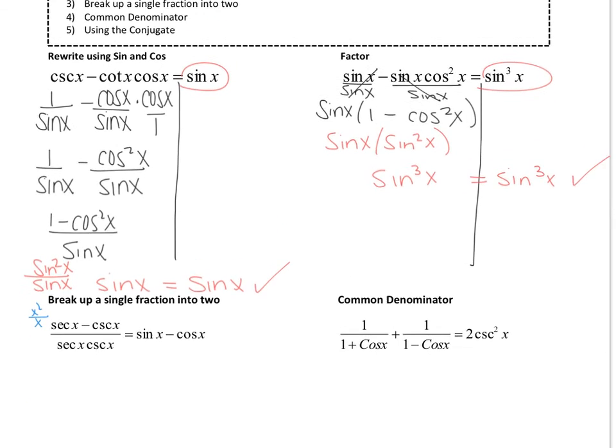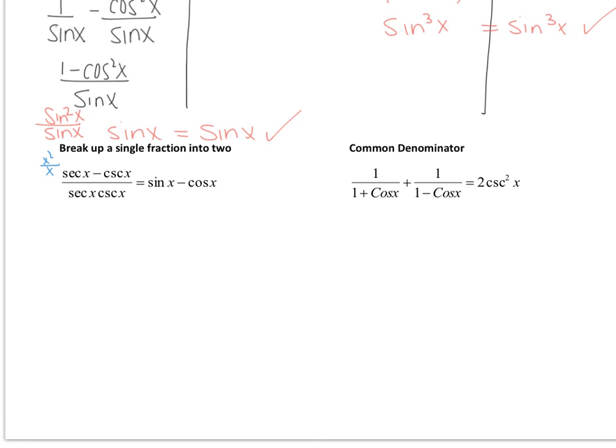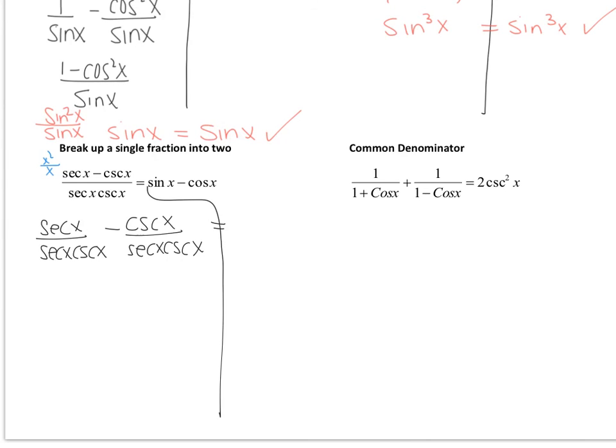Okay, let's see if we can do another one. Sometimes it's more beneficial to break up a single fraction into two, like in this case. So remember before, secant x over this minus this over this. So let's write it out. We've got secant x over secant x cosecant x minus cosecant x over secant x cosecant x. And I want to see if it equals this side. So we broke up this fraction into two fractions, and now we're going to simplify.